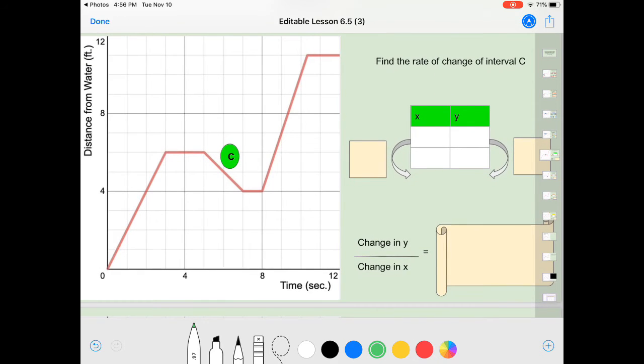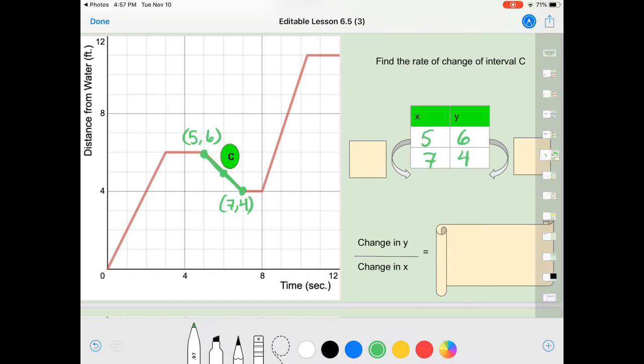Rate of change of interval C. Here's interval C right here. Find perfect points. This is a perfect point. This is a perfect point. This one in the middle is also a perfect point. So we have 5, 6. You can use any of the perfect points. I'll use this one that looks like it's 7, 4.